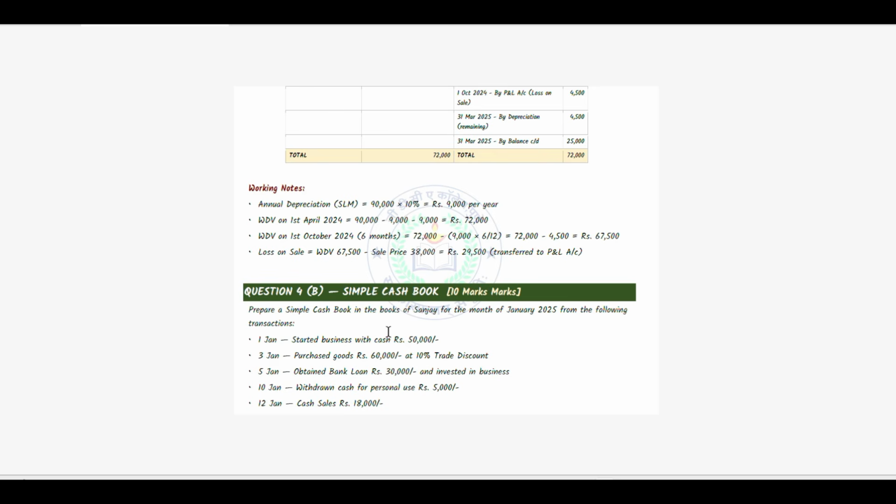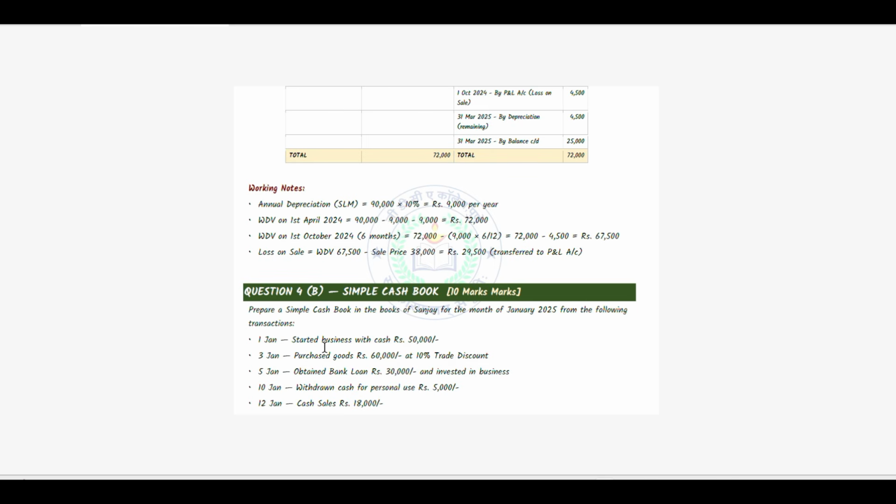1st January, started business with cash 50,000. 3rd January, purchased goods for 60,000 rupees at a trade discount of 10%. 5th January, obtained bank loan 30,000 rupees and invested in business. 10th January, withdrew cash for personal use of 5,000. Maybe the amount can be different actually. So we are just taking chances that these amounts might come.